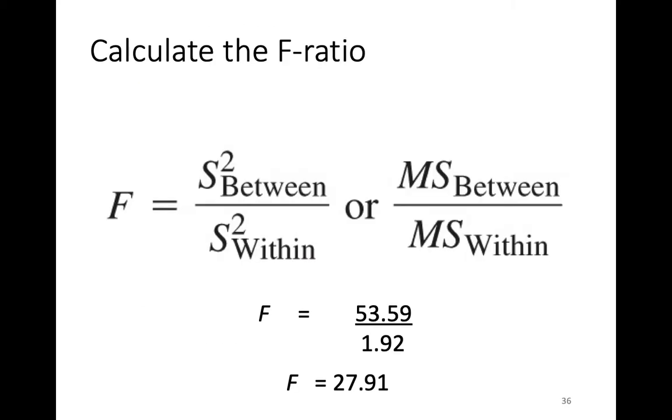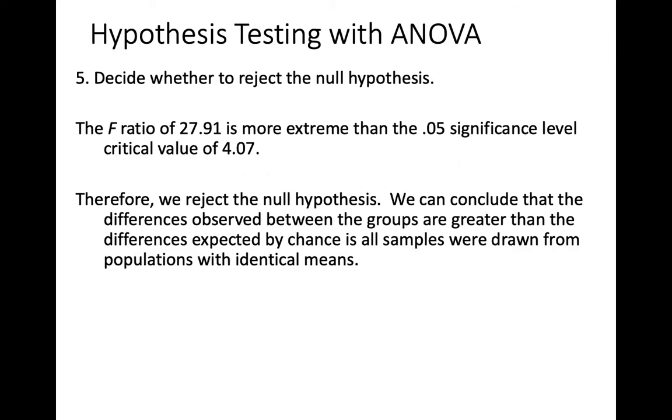Okay, so then we calculate the F ratio as the ratio of S squared between over S squared within, and we get an F of 27.91, which is way larger than our critical value. Okay, so we're going to reject the null hypothesis. We can conclude that the differences observed between these group means are greater than the differences expected by chance if all samples were drawn from populations with identical means. So therefore, we reject the null hypothesis that mu1 equals mu2 equals mu3 equals mu4.